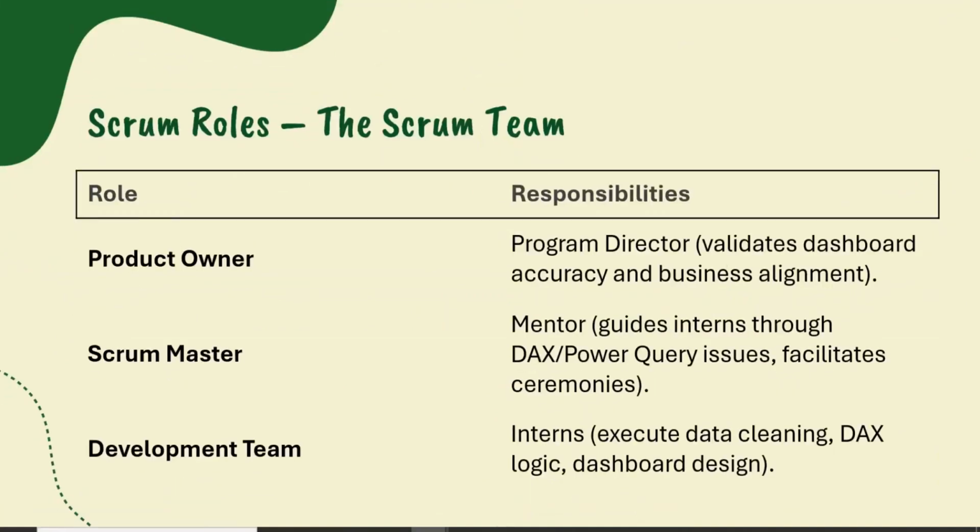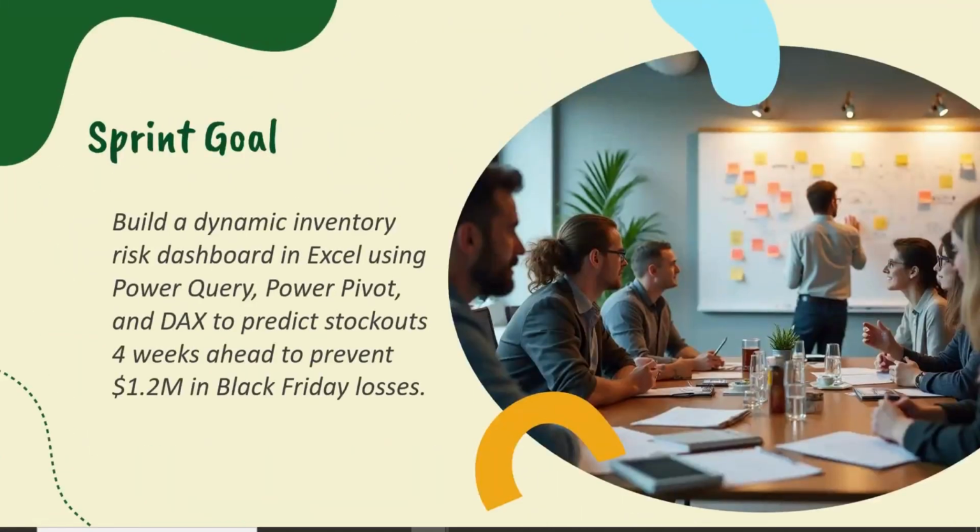So within this sprint, we are going to have different roles. The product owner, the responsibilities of the product owner will be to validate dashboards, accuracy, and business alignment. Then you have the Scrum Master, who will be your mentor that guides you through DAX, Power Query issues, and facilitates ceremonies. Remember, we've talked about the ceremonies. Then you will be the development team. You will execute data cleaning, DAX logic, and dashboard designs to yield the deliverable.